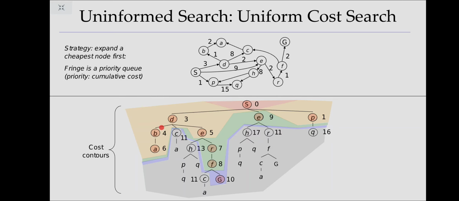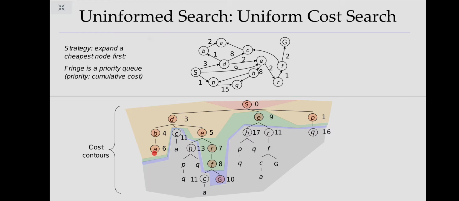The labels of the neighbors of D are 4, 11, and 5. Which of them is the best? B is the best. We consider the neighbor of B. The neighbor of B is A. The cost between B and A is 2. 2 plus the label of B, 4, is 6. The label of A is 6.